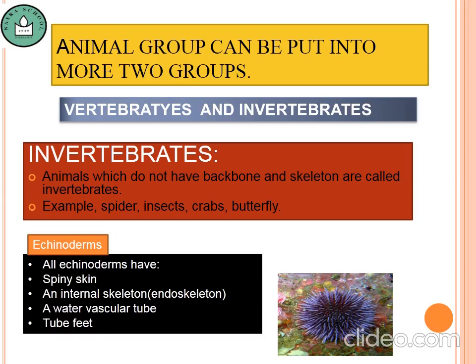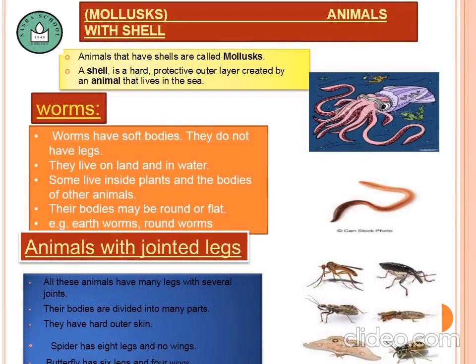First, we are going to discuss or recall echinoderms. All echinoderms have spiny skin, an internal skeleton, that is endoskeleton, a water vascular tube. They all live in the ocean.